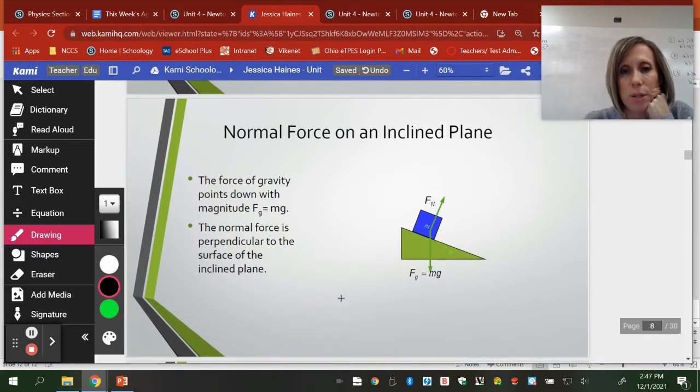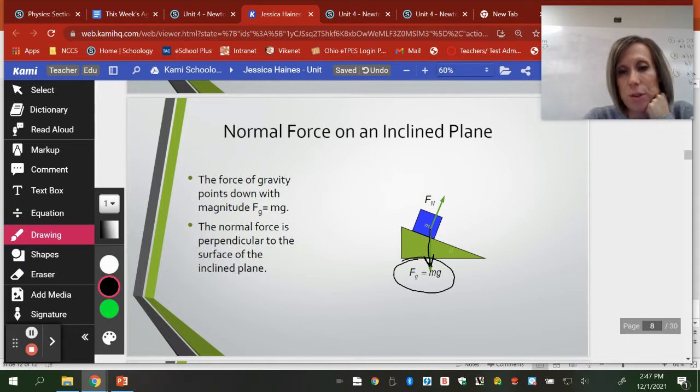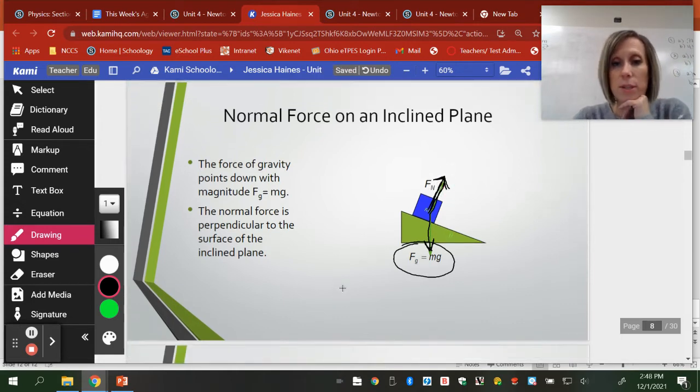Okay, normal force on an inclined plane. We did draw this a little bit yesterday. The force of gravity points straight down toward the Earth. That's the weight of the object pointing straight down toward the Earth. It goes straight down. And the normal force is a force that's perpendicular to the surface. So the normal force in this particular situation is right here. It's perpendicular to the incline that the object is sitting on.